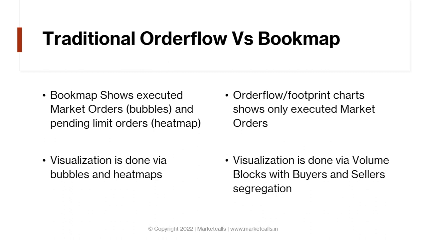Bookmap also does a beautiful visualization. In traditional order flow charts, visualization is done in the form of volume blocks with buyer and seller segregation, which is more about numbers. Here, instead of numbers, you can visualize in the form of bubbles.